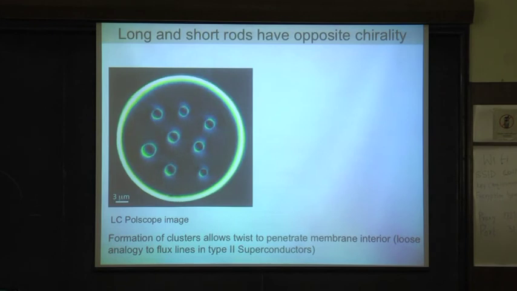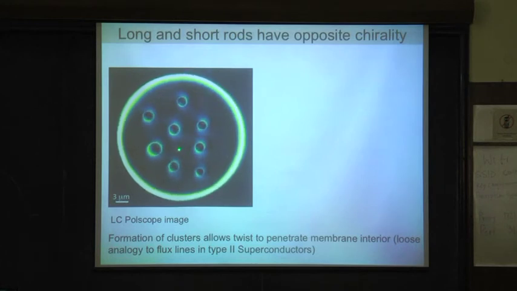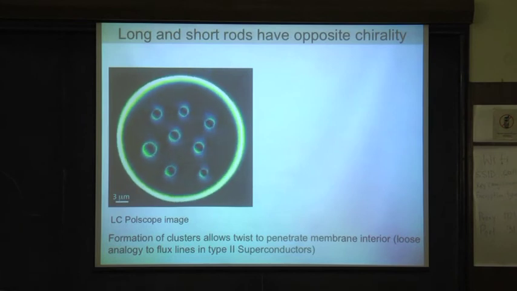So it's almost like how flux lines penetrate type 2 superconductors. And at some point you can't go smaller and smaller, because if you approach the cluster diameter to be of the order of rod length, then the rods have to bend around the cluster, and that's quite costly. So there is a natural barrier as to how small you can go. Give some triangular lattice of this flux.